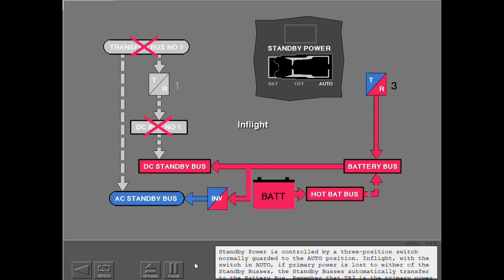Standby power is controlled by a 3-position switch, normally guarded to the auto position. In flight with the switch in auto, if primary power is lost to either of the standby buses, they automatically transfer to the battery bus. Remember that TR3 is the primary power source for the battery bus, and the battery is an alternate power source.